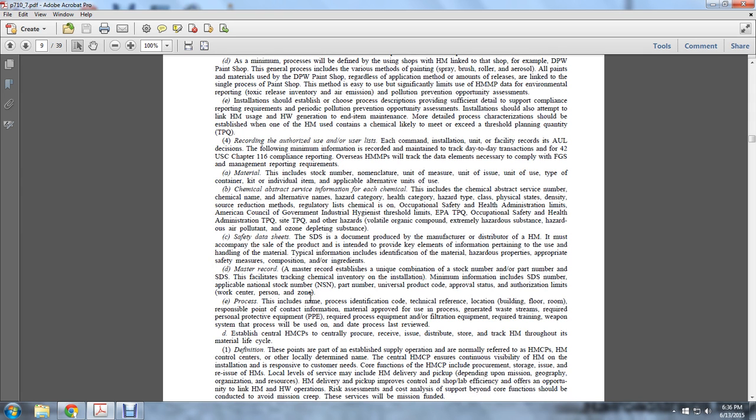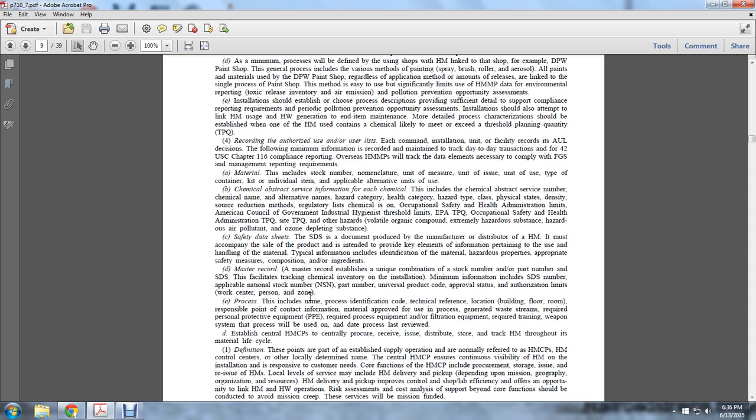Process. This includes the name of the process, identification code, technical reference, location, building, floor, room, responsibility of point of contact information, material approved for the use of the process, generated waste streams, reported personnel, protective equipment, and required process equipment and filtration equipment required at the training of the weapon and the system that processes will be used on or data processed/reviewed.